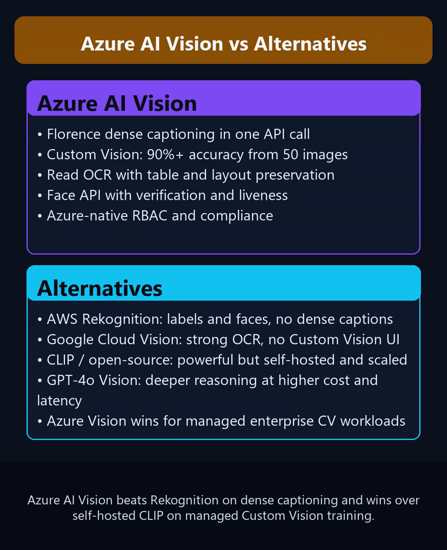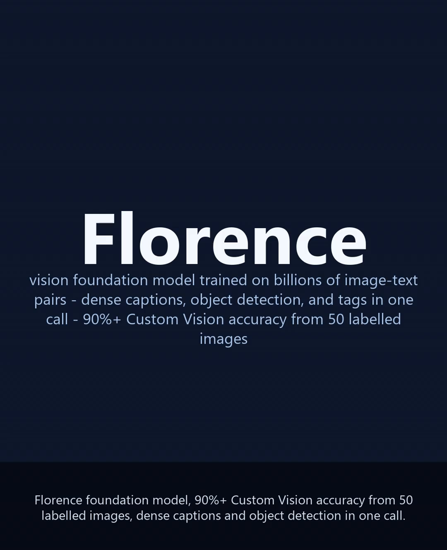Azure AI Vision Image Analysis 4.0 is powered by Microsoft Florence, a multimodal vision foundation model trained on billions of image-text pairs. Dense captioning generates natural language descriptions for every region of an image in a single API call. Custom Vision reaches over 90% accuracy on most classification tasks, from fewer than 50 labeled images per class.